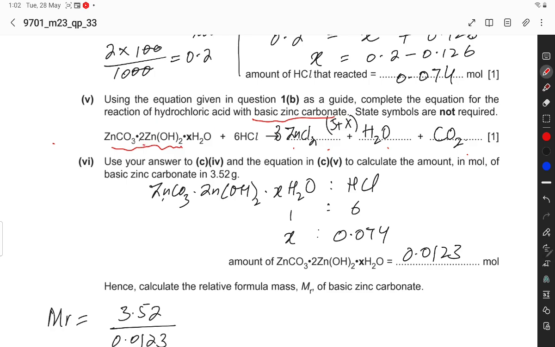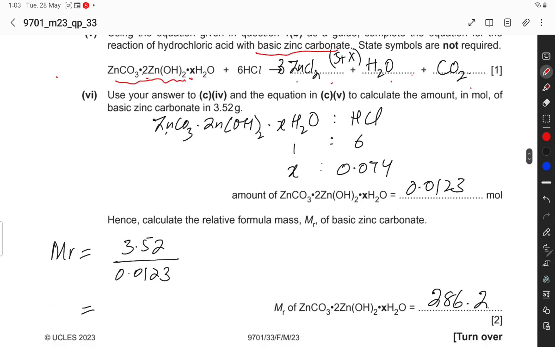There are 3 atoms of zinc on the reactant side, so place 3 over here, and the water over here is X, and 2 to the 4, 2 hydrogen atoms over here, and X is here. So 5 plus X, and 1 from here, so 5 plus X H2O plus CO2.